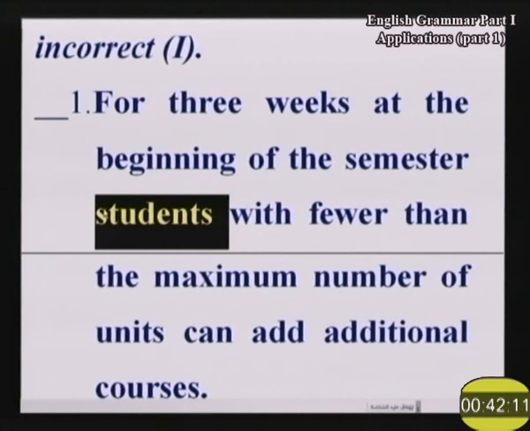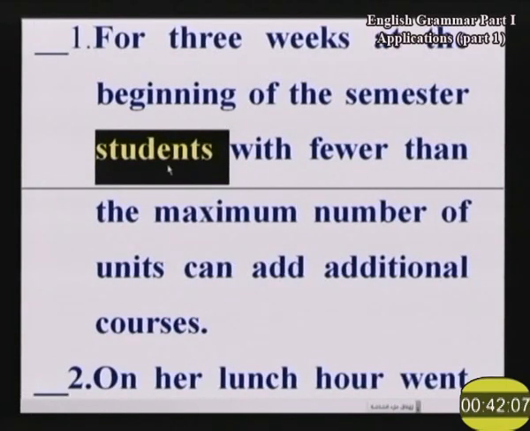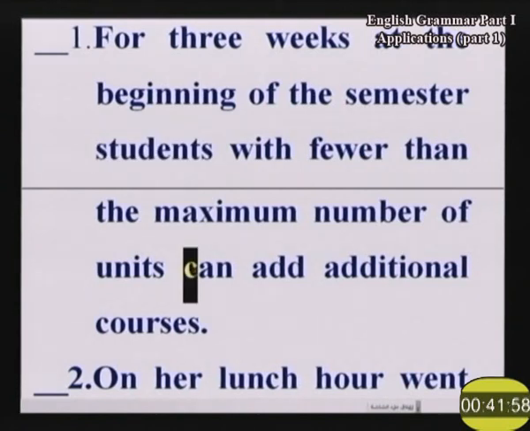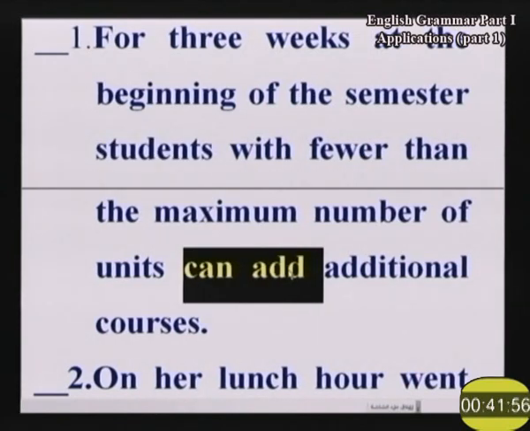طيب. can add additional courses. ابتدينا هنا نيجي للفعل. students can add additional courses. can add is the verb. students is the subject. can add is the verb. additional courses is an object. يبقى الجملة دي ايه؟ صح. طيب.